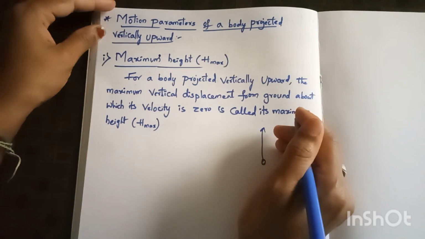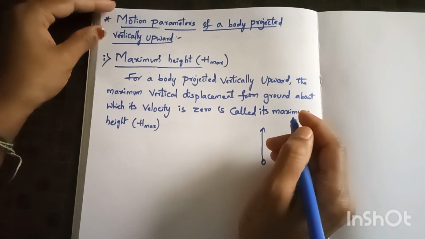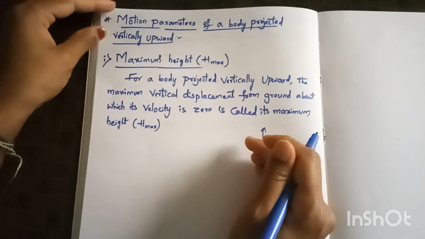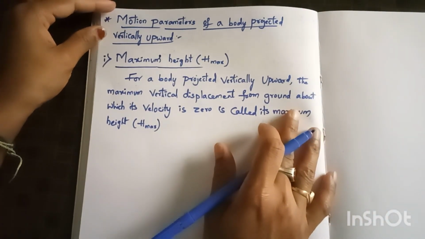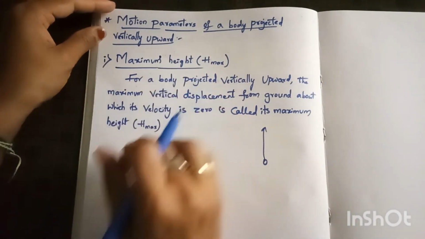Today we are going to discuss some motion parameters for an object which is projected vertically upward. When we project the object in the vertically upward direction, based on that we are going to derive some motion parameters. The first motion parameter is maximum height.